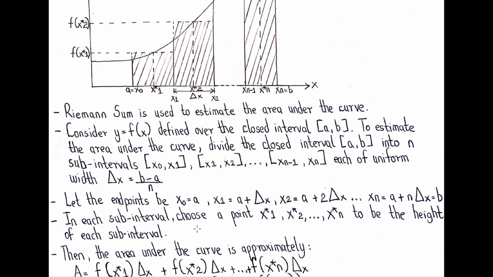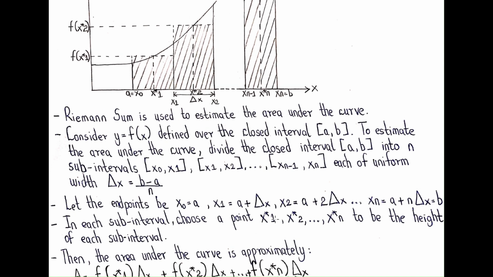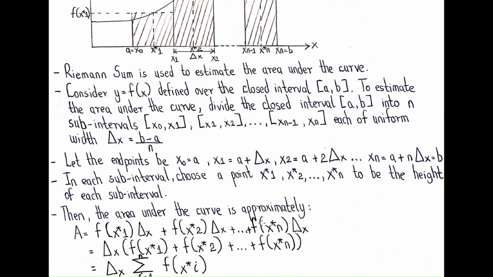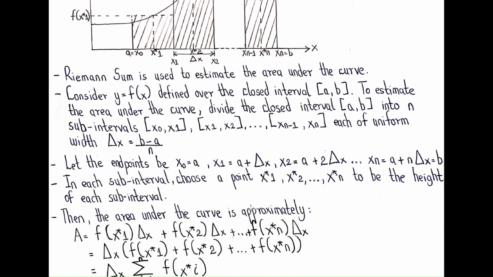In each sub-interval, choose a point x star 1. So between the endpoints x0 and x1, choose a point x star 1. Between the endpoints x1 and x2, choose a point x star 2, all the way to xn minus 1 and xn, choose a point x star n to be the height of each sub-interval.